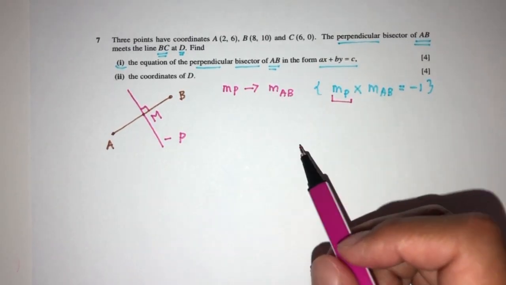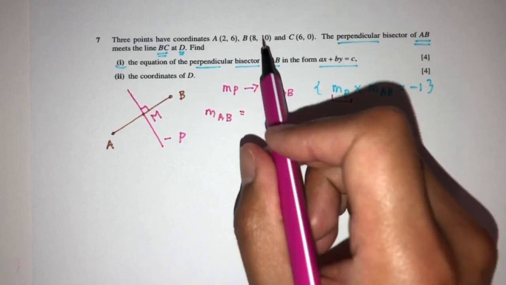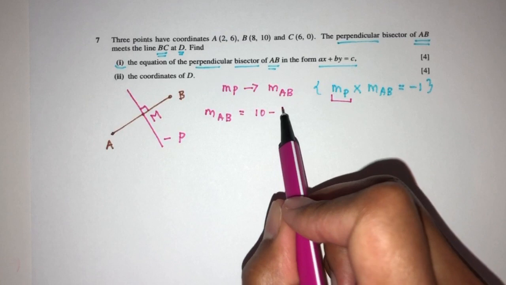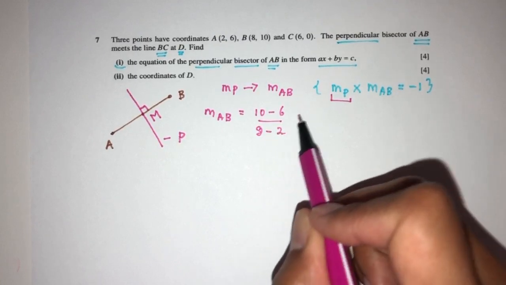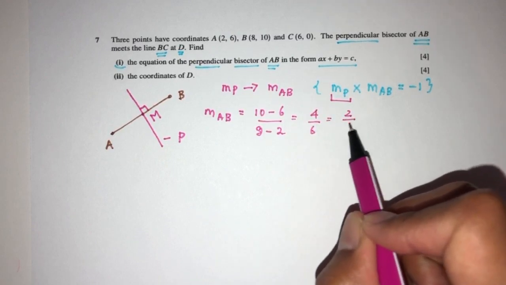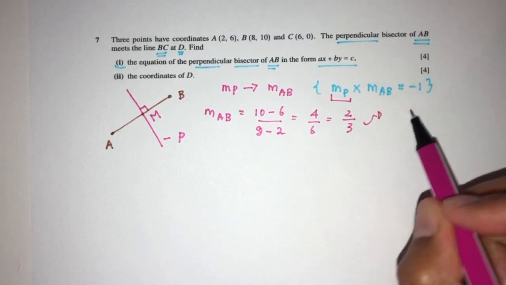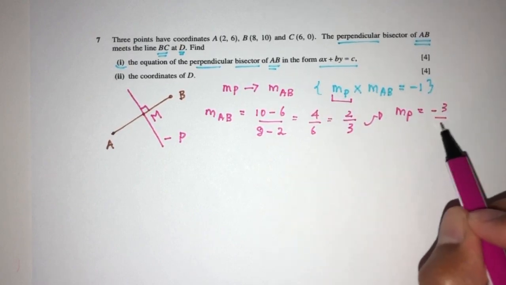Pretty easy. We just use the formula that we know already. That will be y2 minus y1 over x2 minus x1, so 10 minus 6 over 6. That will be 4 over 6, which should be 2 over 3. From this, we conclude that the gradient of P using this equation has to be -3 over 2.